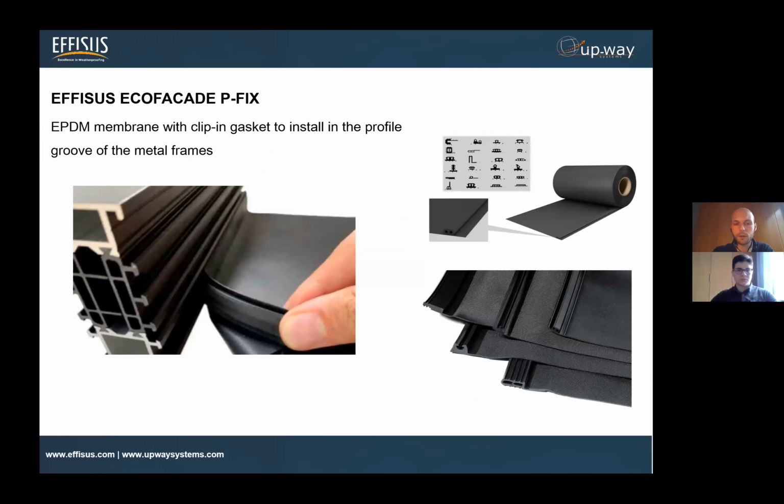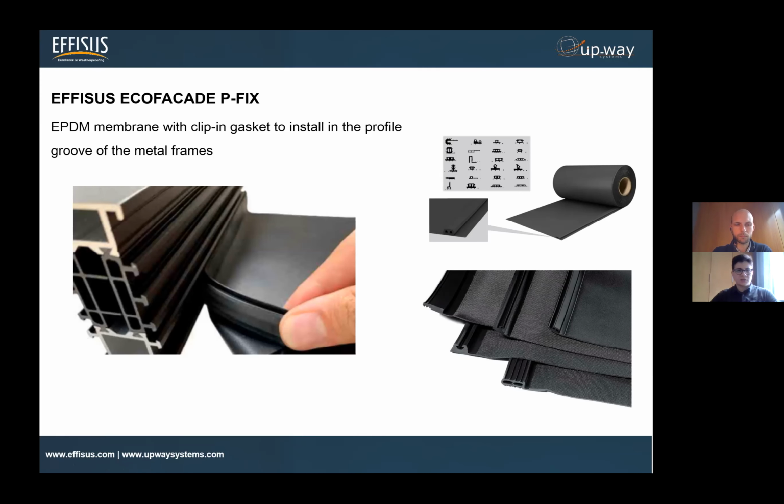Here we have some pictures of the ACO Facade P6, that is our membrane with a clipping gasket. Do you want to share some information with our attendees about this solution, please? Yeah, absolutely. As we saw back in the pyramid, we have many different solutions. Today, when it comes to different levels of customization of this product, we decided to start with the P6, which, as Enrique mentioned, is an EPDM membrane with a clipping gasket.